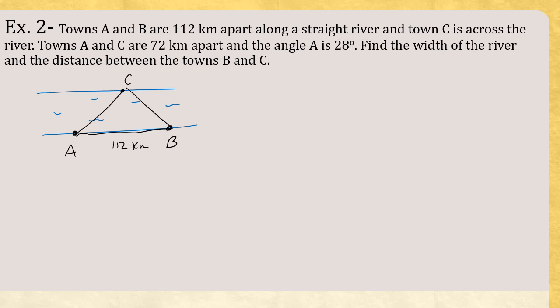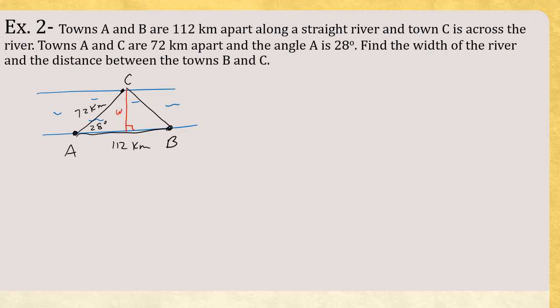And it says towns A and C are 72 kilometers apart. Okay, that's there. The angle at A is 28 degrees. Find the width of the river and the distance between the towns B and C. So we got to find a couple different things here. Now, if you're finding the width of something or the distance, you're always going to take the shortest distance, and the shortest distance, if you remember from grade 10, is always the perpendicular distance. So if I want to find out how wide the river is, I'm going to take the straight line distance, which is the perpendicular distance. That's going to give me, I'll call this W for width.